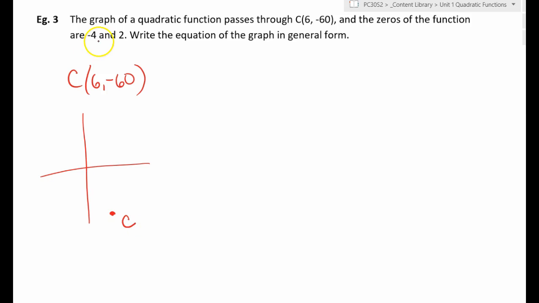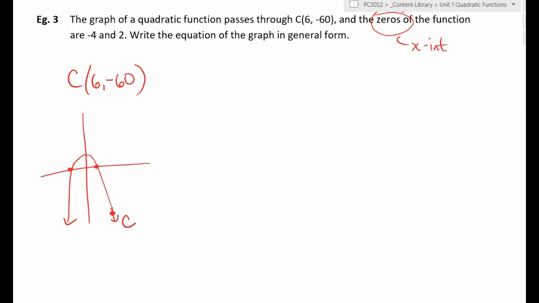And then I've got my zeros of the function. Do we remember what those mean? Those are referring to my x-intercepts. So the zeros of my function are negative 4 and positive 2, so here and here. Relative to my point C, they're farther to the left. So my parabola is going to look something like this. I've already got a rough idea of what I should be getting.